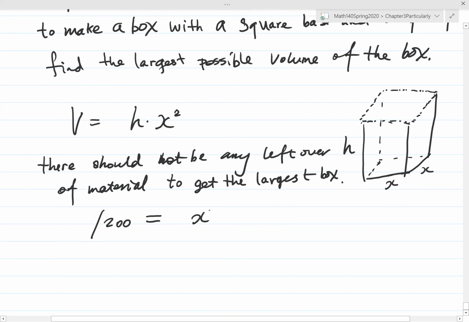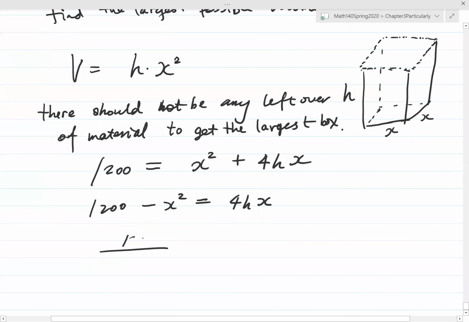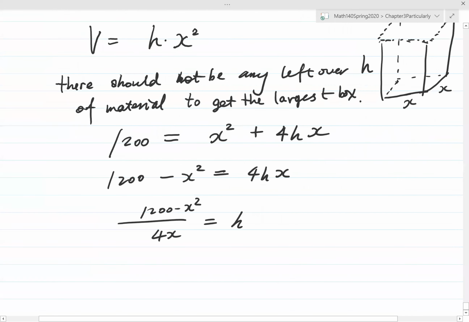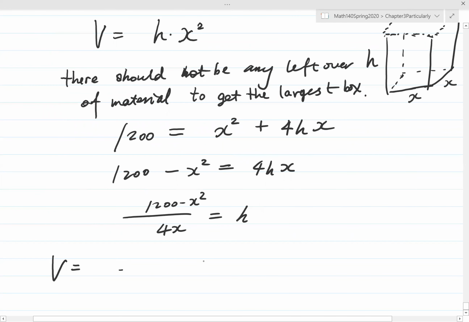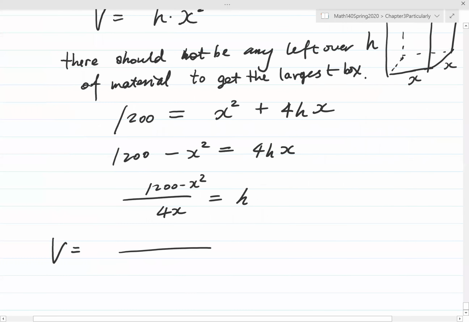So surface area is X squared for the base plus 4HX. Then we optimize H. Now here we solve for H. Let me quickly do it. Move terms, and then solve for H, divided by 4X. So we get this is actually H. Then you see V is H times X squared. Substitute into the volume function. So H has denominator 4X, 1,200 minus X squared, multiplied by X squared.